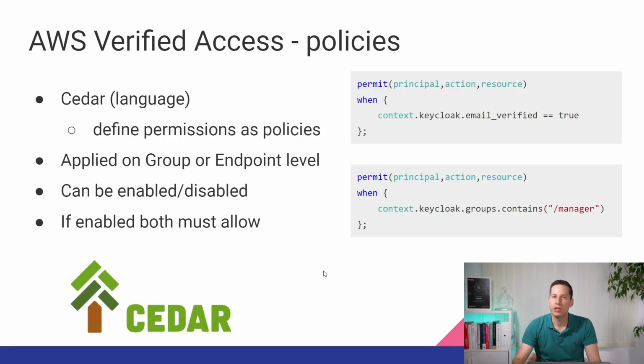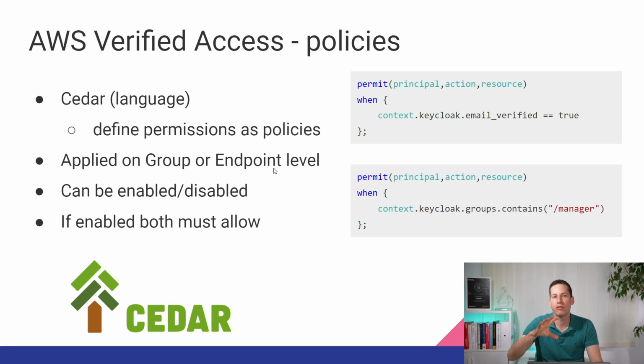And now let's have a look at the policies. As I mentioned, there are going to be two policies here. One of them checks the email verification, and the other one checks the group membership of the user who is performing the request. These policies are defined in a language called Cedar, which can also be used for defining policies in verified permissions, which I'm going to talk about a bit later as well.